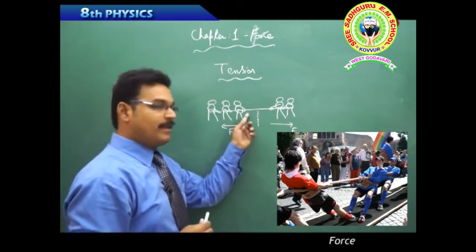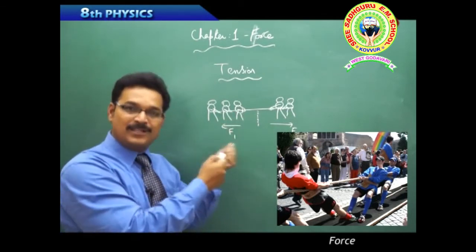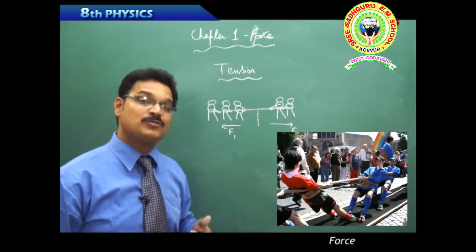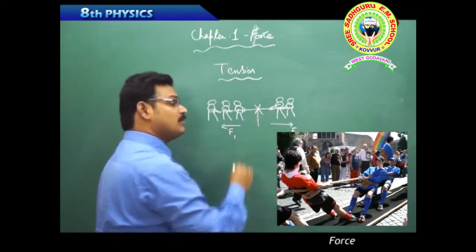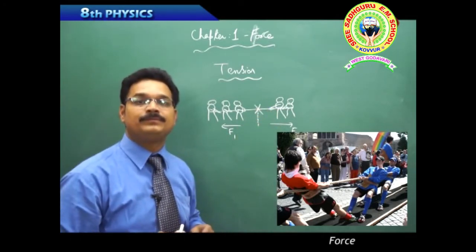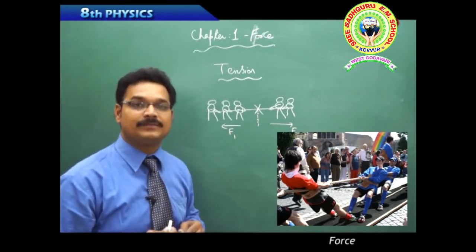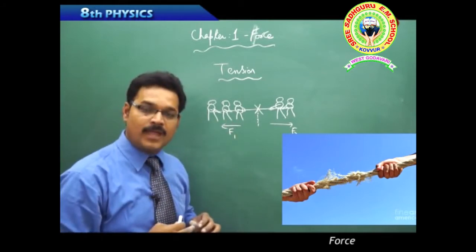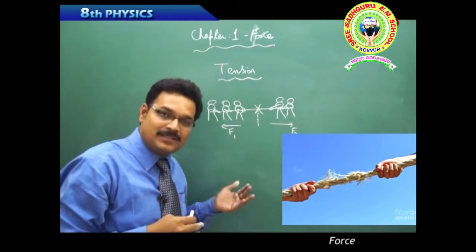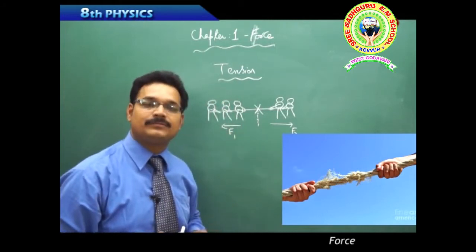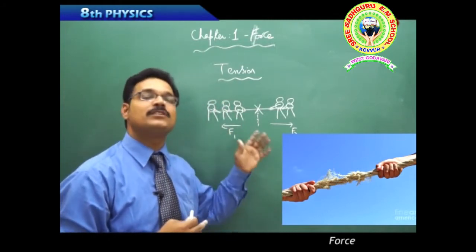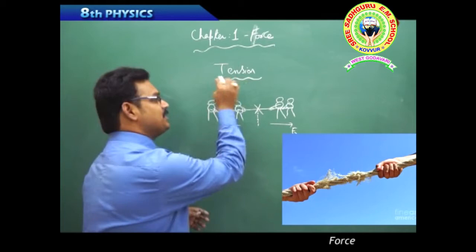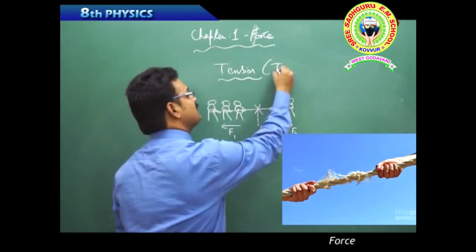But when these two groups are pulling the rope with stronger forces, sometimes there's a possibility of the rope breaking. Why? Because there is a certain limit for the rope, and the force exceeds that limit. So how could you say that there is a certain limit for the rope? This is based on a particular type of force called tension, and this tension is represented by the symbol T.